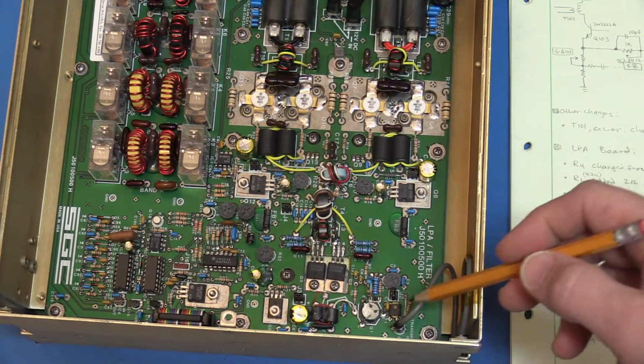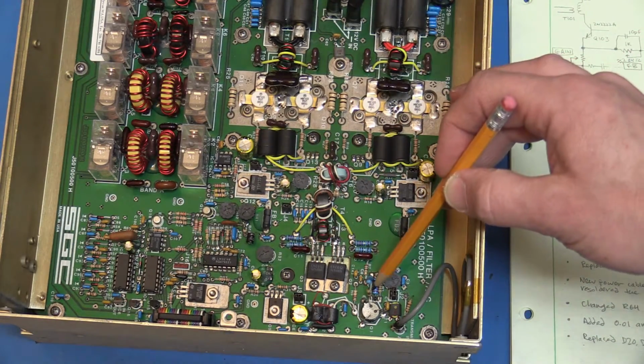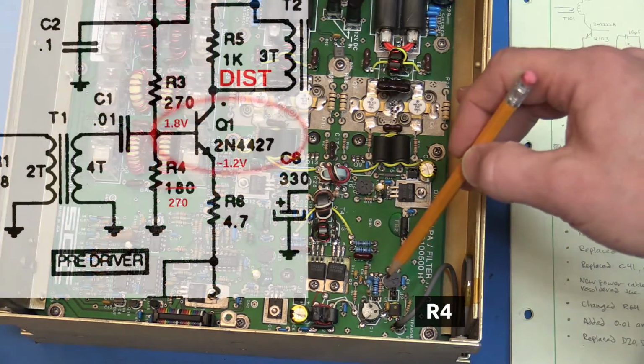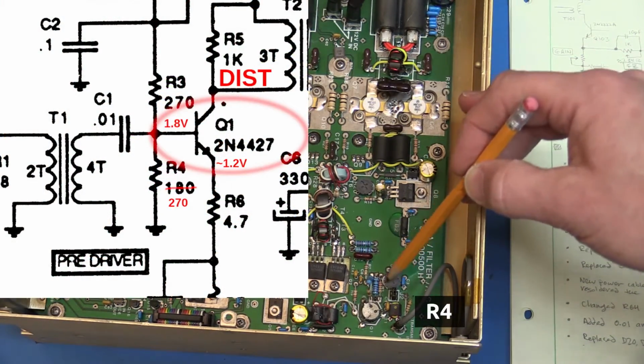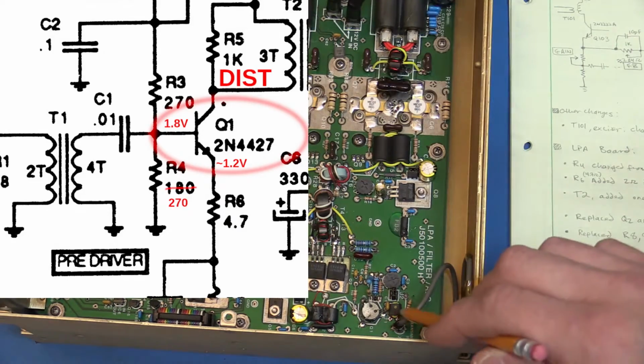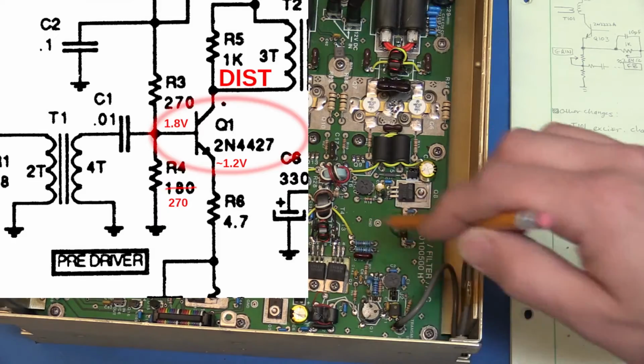To deal with that, I increased this resistor right here. And when I edit the video, I'll tell you what the resistor is. I can't remember. But I increased it from 180 ohms to 270 ohms. And that increased the impedance coming in here, so the exciter was a little happier driving it.